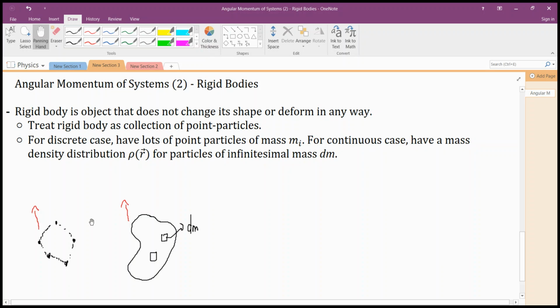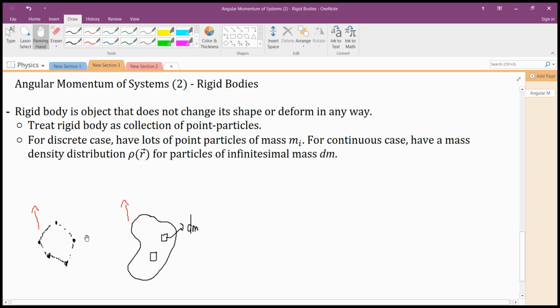As a reminder, rigid bodies are objects that do not change their shape or deform in any way as they move, whether they move rotationally, translationally, or in some combination of both. We can model rigid bodies as a collection of point particles that are moving together, where the distances between the point particles composing the rigid body do not change. And we have two different cases. We have a discrete case where we have a bunch of particles connected by thin rods, perhaps, or by forces that keep the particles in place.